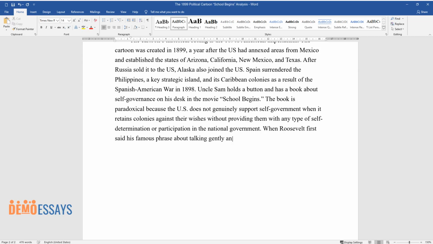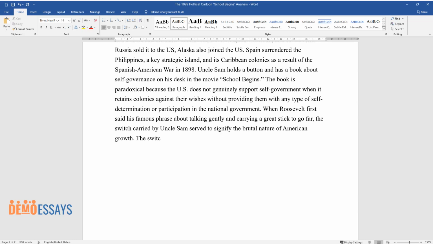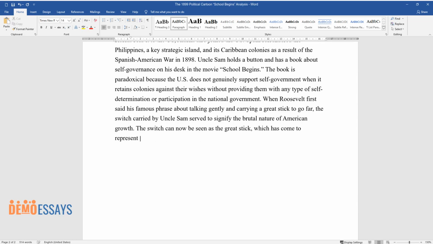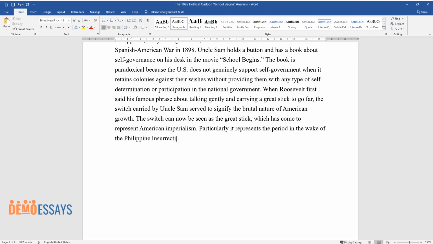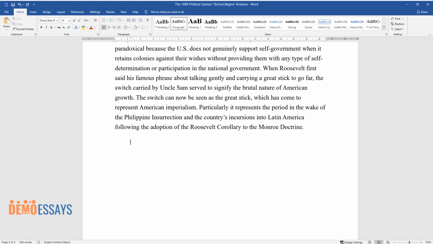When Roosevelt first said his famous phrase about speaking softly and carrying a big stick to go far, the switch carried by Uncle Sam served to signify the brutal nature of American growth. The switch can now be seen as the big stick, which has come to represent American imperialism. Particularly, it represents the period in the wake of the Philippine insurrection and the country's incursions into Latin America following the adoption of the Roosevelt Corollary to the Monroe Doctrine.